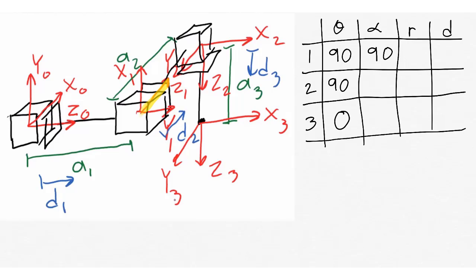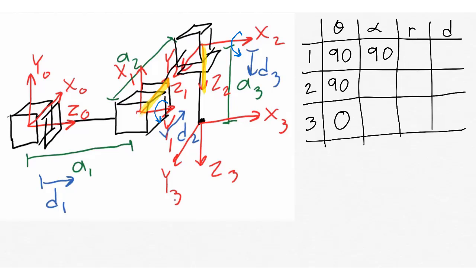Z1 is pointing into the page, and Z2 is pointing down. I want to ask myself, how do I have to rotate frame 1 around the axis X2 in order to get Z1 to match Z2? I might want to start by finding which of the axes in the 1 frame is in the same direction as X2. And here I do have one of those axes, Y1.